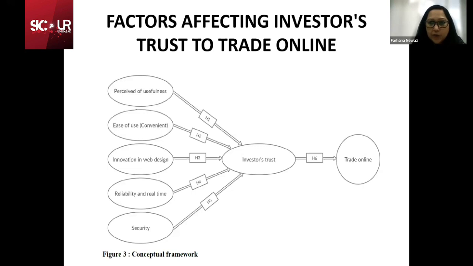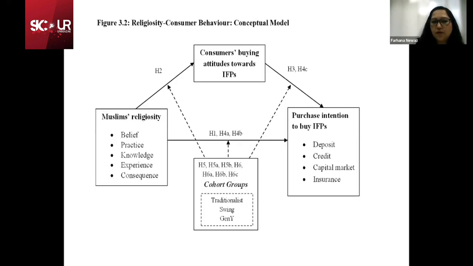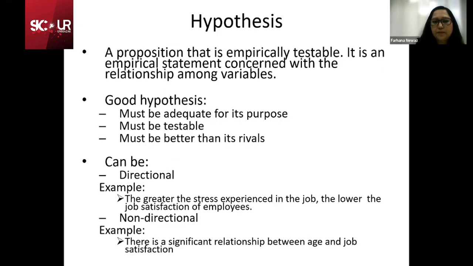Okay, another thing. When you look at your conceptual model, just count the arrows. How many arrows are there? For this case, how many arrows can you see? Six. So how many hypotheses will be there? Six hypotheses, right? You just count the number of arrows, and then you will know how many hypotheses there will be.